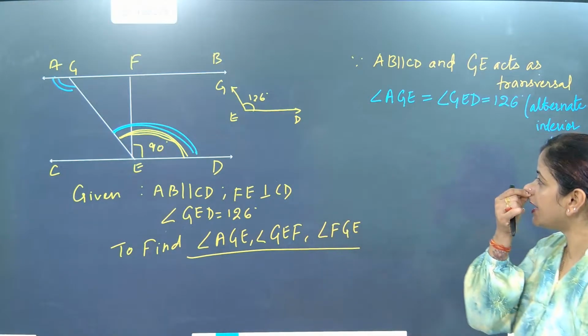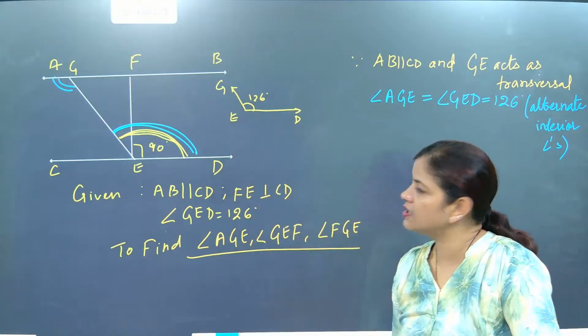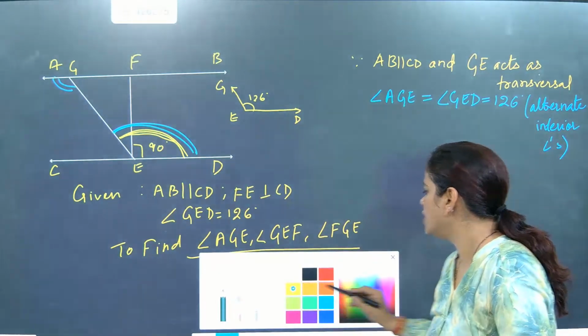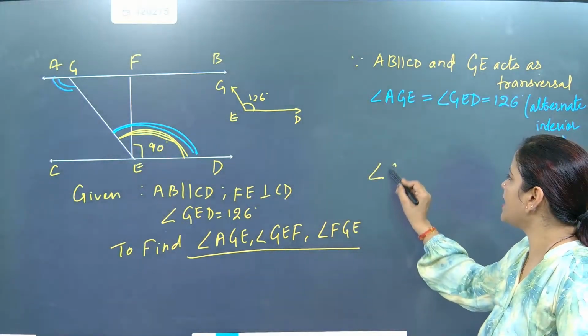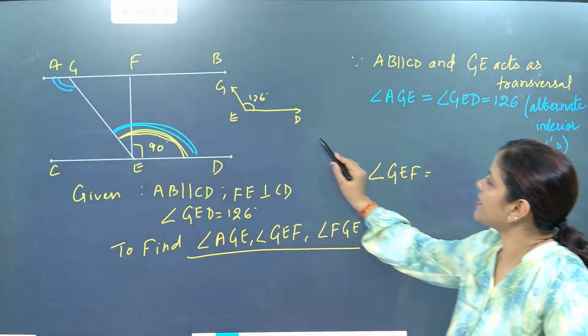Next one. What are they asking? GEF. Is this much tough? No. So GEF, what are we going to do? GEF is not at all tough. Angle GEF is made with two angles. You check.